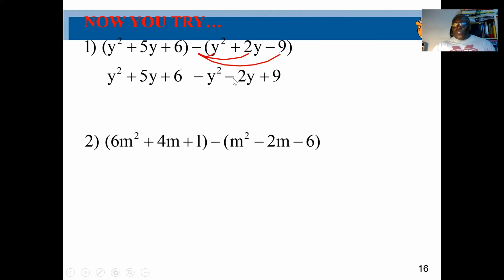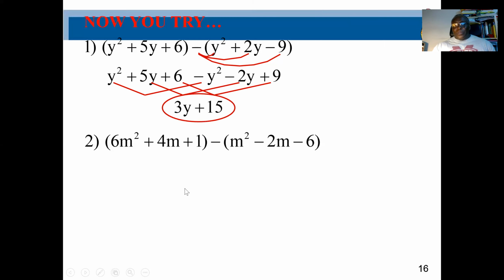Now we can do the same techniques we use for the addition of polynomials. Combine the like terms. So y squared minus y squared is 0. Then we have positive 5y and negative 2y, so that will give me positive 3y. Then we have positive 6 and positive 9, so that will give me positive 15.